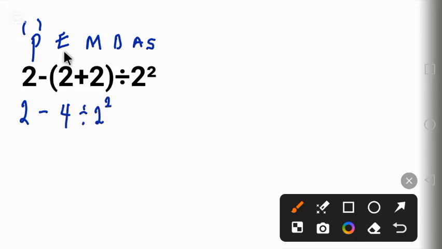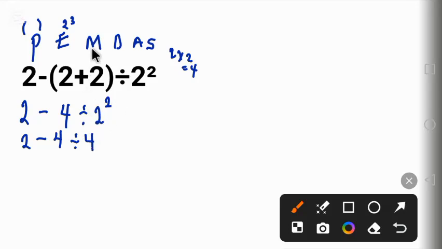Followed by exponent, which is E, something like 2 raised to the power 3 or any number raised to the power of another number. And this is the one we are going to solve next. 2 raised to the power 2 means 2 times 2, and that will give us 4. So we have a new equation again, which is 2 minus 4 divided by 4.